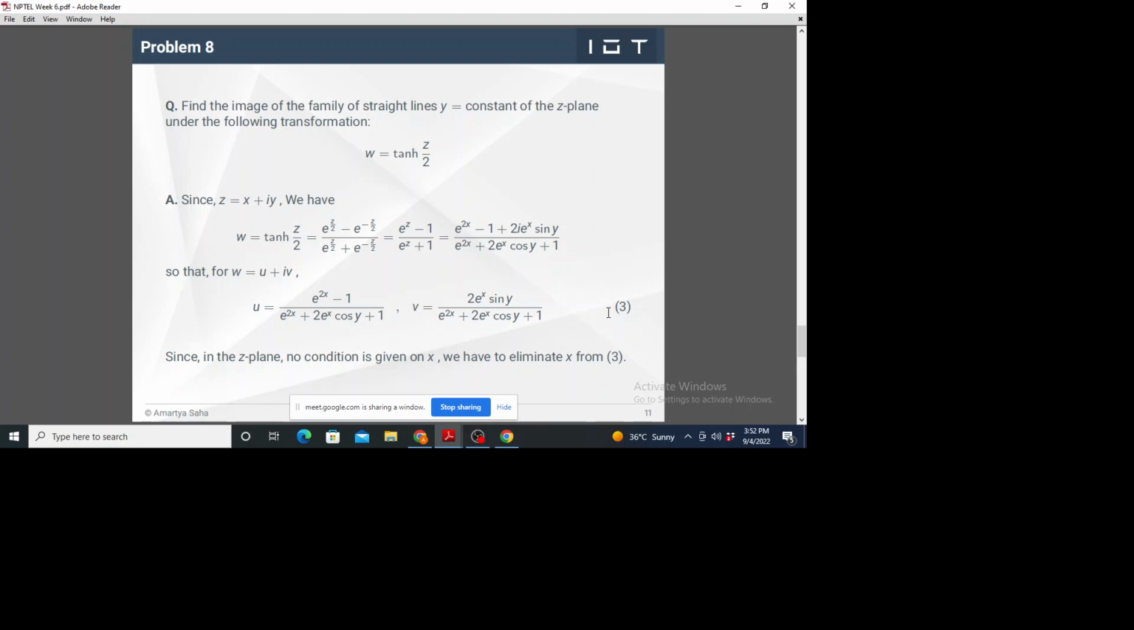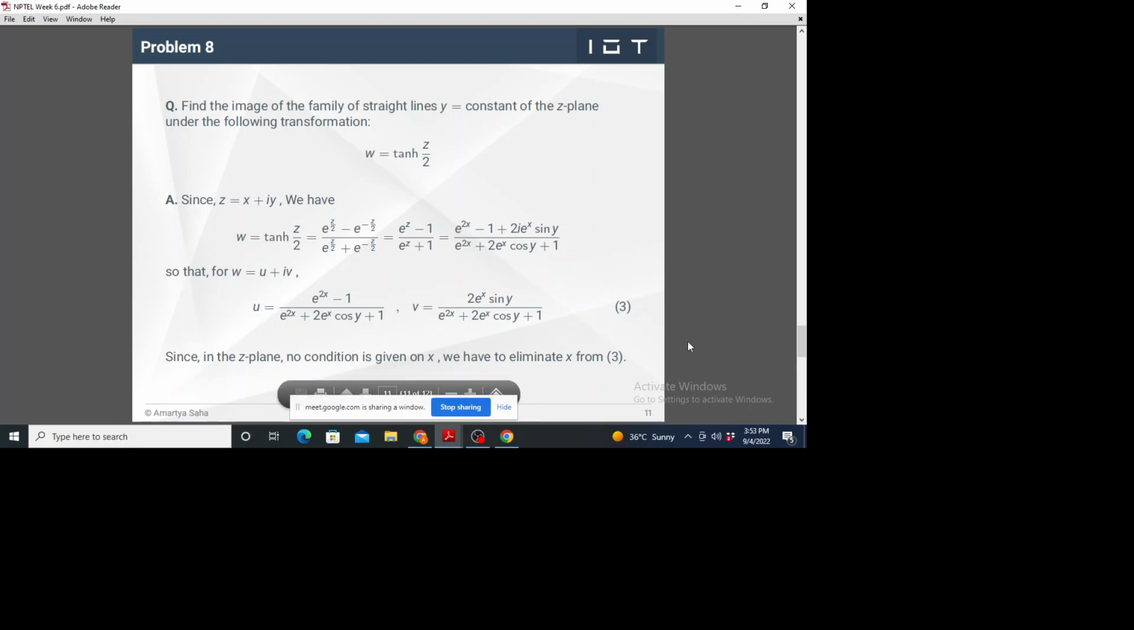Now again, we are dealing with a family of straight lines, and the straight lines are characterized by y equal to some constant. So again, we are given some condition on y, but no condition on x. That is why we again have to eliminate x from 3. So by eliminating x from 3, we will express y as a function of u and v.